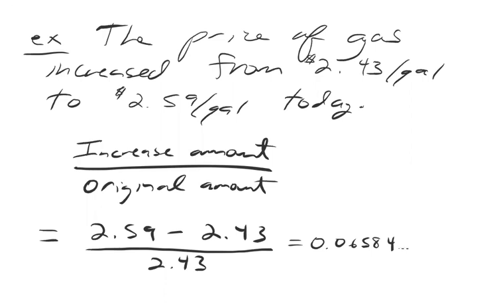But that's not my percent, because this is in decimal form and I need to change it to a percent. If I move the decimal over 2 to the right, I get 6.58% if I round it to 2 decimal places. So that's a 6.58% increase in the price of gas today.